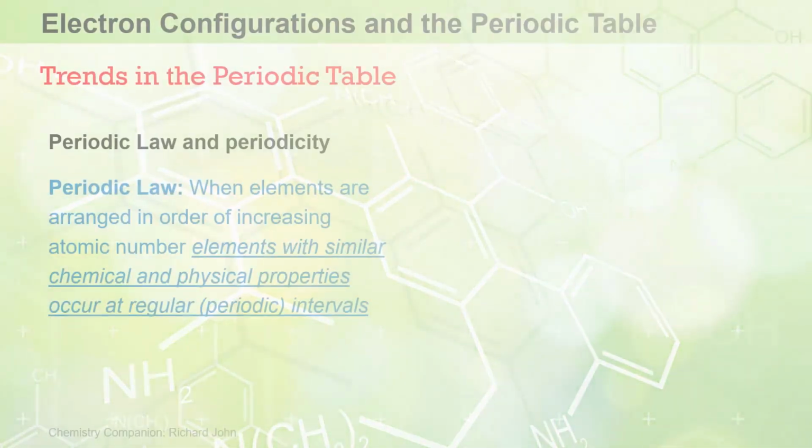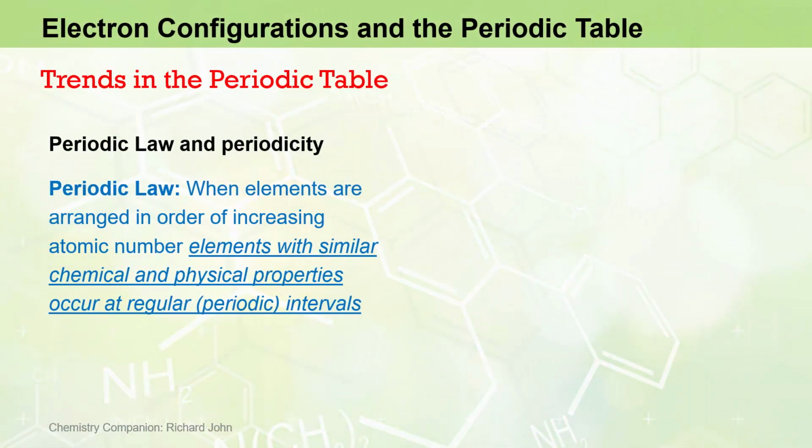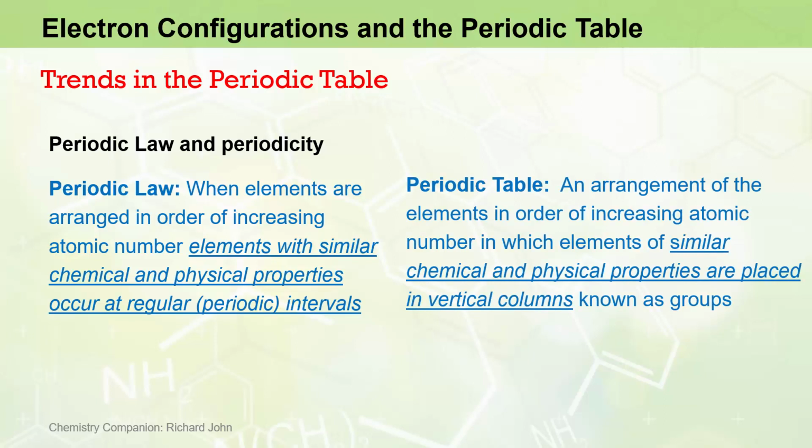You may recall earlier we were introduced to the periodic law. When elements are arranged in order of increasing atomic number, elements with similar chemical and physical properties occur at regular or periodic intervals. And by now we should also be familiar with the periodic table, and a description of it could be something like this: an arrangement of elements in order of increasing atomic number in which elements of similar chemical and physical properties are placed in vertical columns, known as groups.